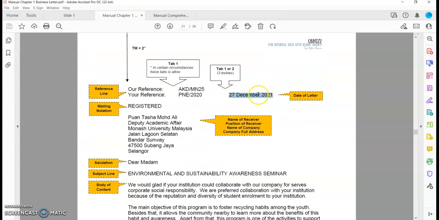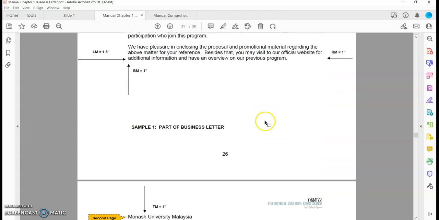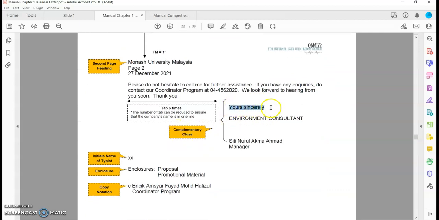Number one is the date. The date is not put on the left as previously in part 1, where you learned the block style. In the modified block style, the date of the letter is placed 3 inches to the right. The other difference is the complimentary close. In part 1, the complimentary close is on the left side. But for modified block style, it will be slightly different. The complimentary close is tabbed 6 times from the left margin, so it is on this side. So those are the two differences.